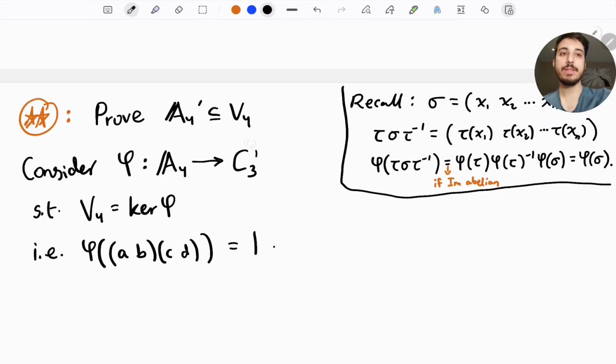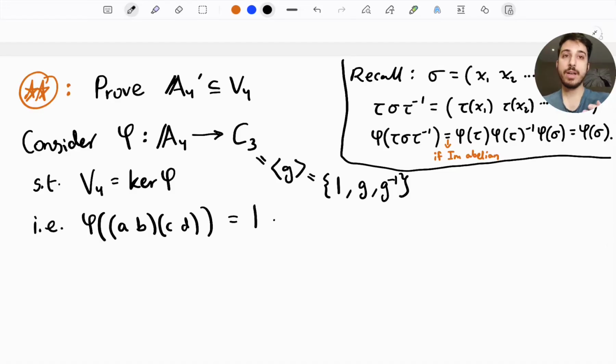We know that C3 is the cyclic group of 3 elements: the identity, g, and g squared. But we know that g squared is the inverse of g, since g times g squared is equal to g cubed, which is the identity. So we can just replace g squared by g inverse.